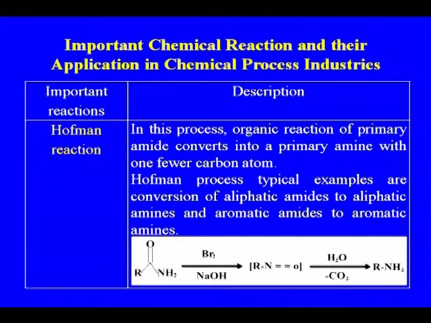Hofmann reaction: in this organic reaction a primary amide is converted into a primary amine with one fewer carbon atom. So, this is also very important in the chemical process industry, and this is the reaction which takes place in the Hofmann reaction.